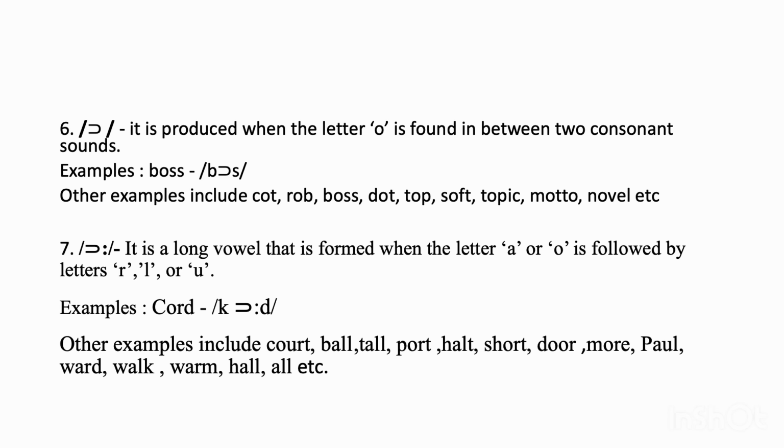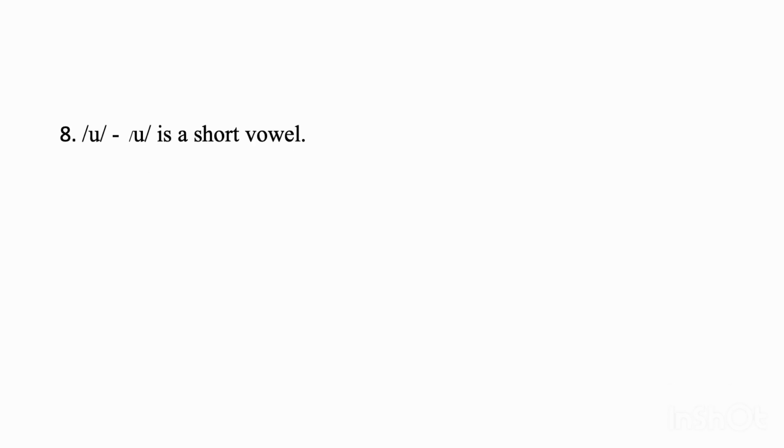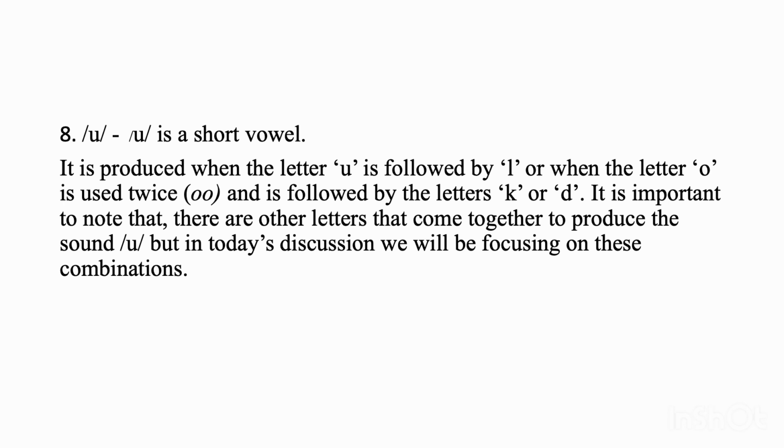We move to the eighth one, and it's the U sound. It is a short vowel. It is produced when the letter U is followed by L, or when the letter O is used twice and is followed by the letters K or D. It is important to note that there are other letters that come together to produce the sound U. But in today's discussion, we will be focusing on these combinations.